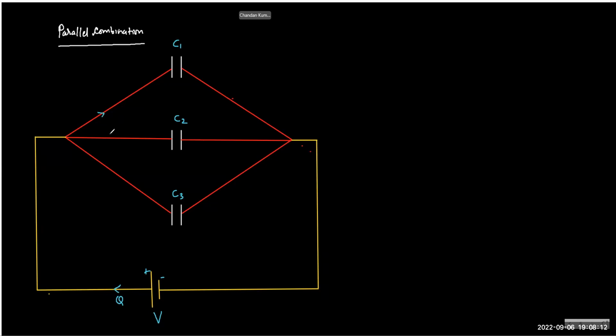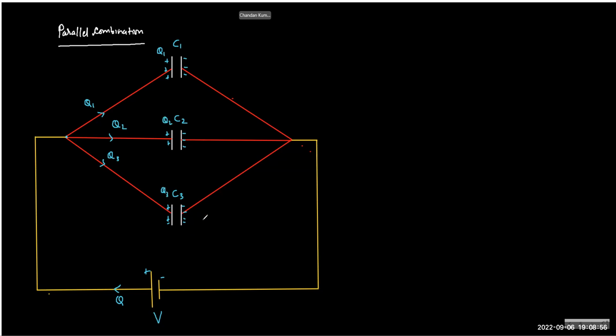So we have three plates. So the charge will come at this location called junction. We'll come to that later on. And this charge can now divide into three parts. I don't know exactly how, so I can call Q1, Q2, and Q3. So let's say the first capacitor acquires charge Q1, second Q2, and third Q3.